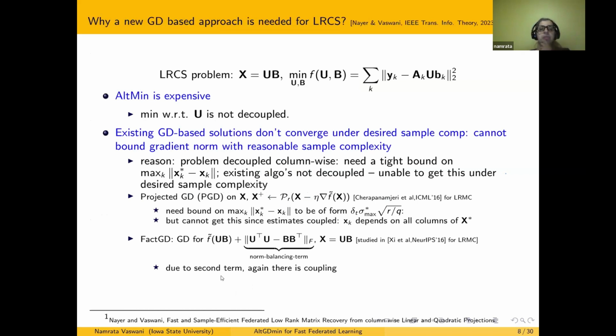Now, why a new solution? Here, in the LRCS problem, the column-wise sensing problem, you're writing your X as U times B, where U is my N cross R matrix. So you've imposed the low rank constraint indirectly by factorizing X as U times B. U is a very tall matrix, B is a very broad matrix. Then you write xk as U times bk, and this is what your cost function becomes.